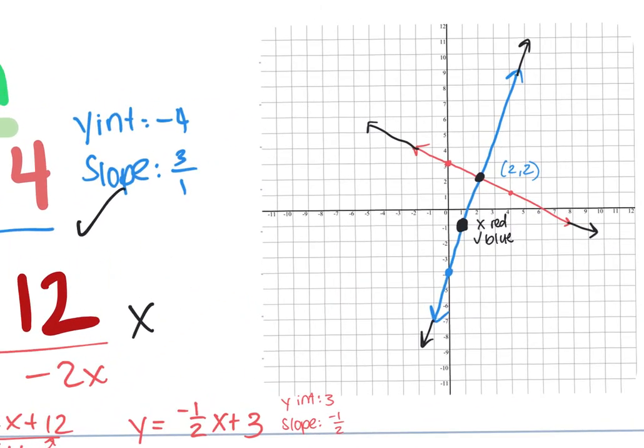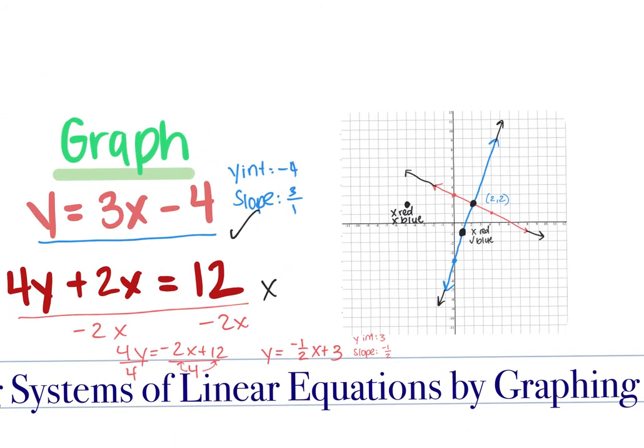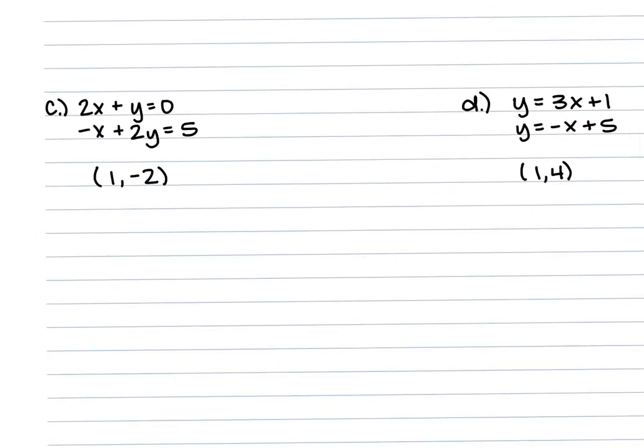Now, if you picked a point over here, would this work for either equation? No. If it doesn't lie on either line, it's not going to work for the red or the blue. But if it only lies on one of the lines, it's going to work for one of them, but not the other. And if it lies where they intersect, then it's going to work for both. So let's check out C and D.